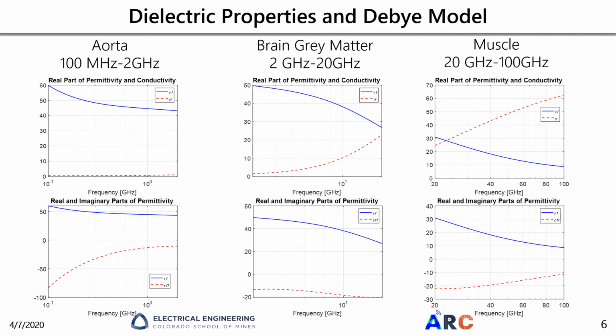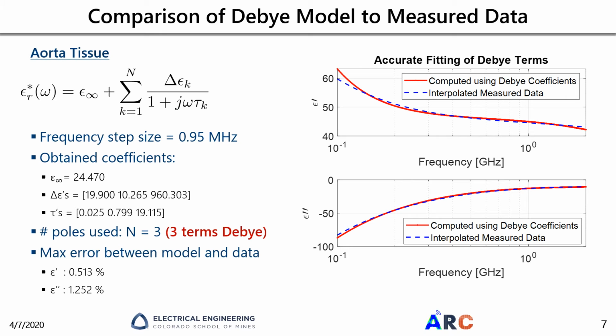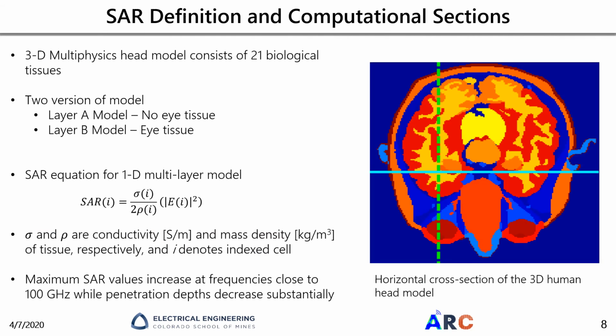This slide shows the figures generated for the dielectric properties as well as the Debye coefficients. This shows a comparison of the aorta tissue between the simulation and the measured data and shows very accurate fitting. The error in this case did not exceed 1.252%, and overall for all the tissues the errors did not exceed 4%.